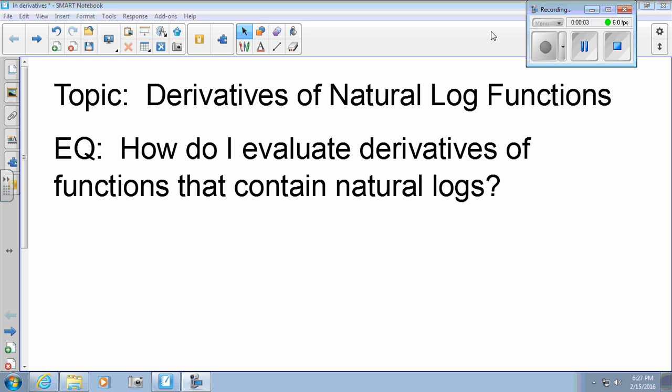In this lesson, we're going to talk about derivatives of equations that have a natural log function included. So if you will set up your paper for Cornell Notes and get your essential question written down, and then proceed to the next slide.